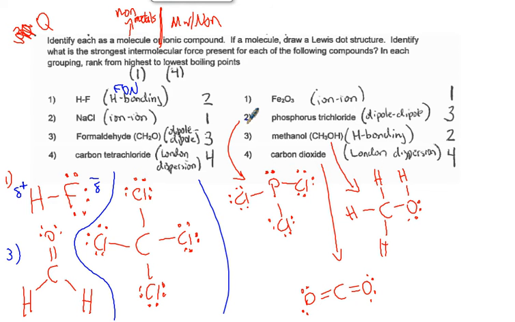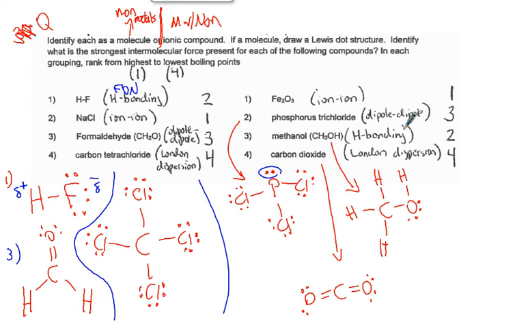Number 2 is right here. Phosphorus has 5 valence electrons. There's 2 sent up here on top that are by themselves. It's that trigonal pyramid shape. Trigonal pyramid shapes are polar, so this would definitely have dipole-dipole.